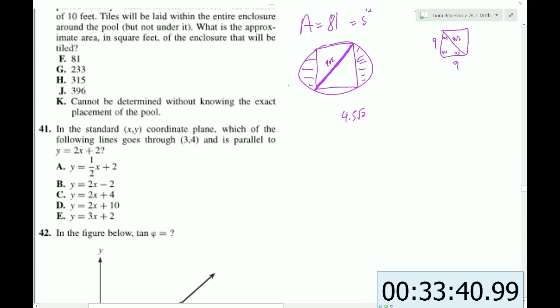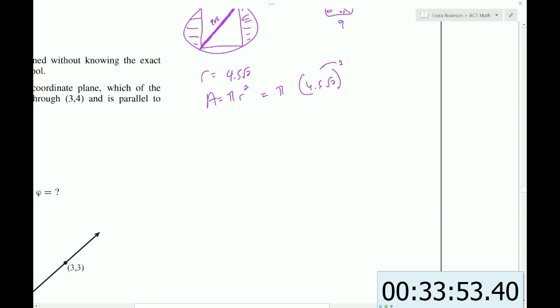So this is our radius. Now if we want to find the area of the circle, we need pi r squared. So that's pi times (4.5 root 2) quantity squared. So we have to square both items inside. The 4.5 squared, there's a trick. It would be 20.25. The root 2 squared would be 2. So double this and you get 40.5 times pi. So that will be our area.